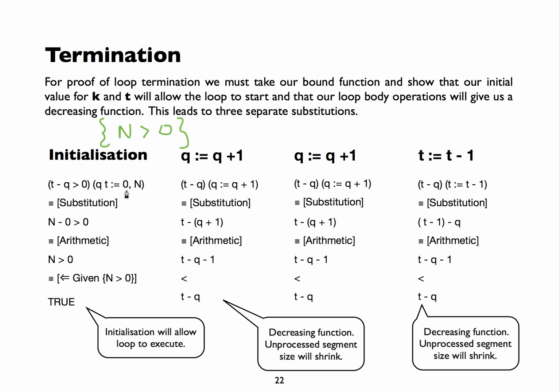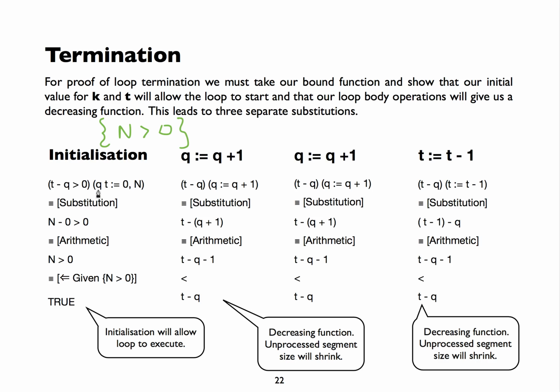You might wonder, well, what about k? Well, k isn't part of the bound function. It's only t and q. So we only have to concern ourselves with the variables that are part of the bound function. K actually has no control over the loop. K is an index value that we use to segment the zeros. From 0 to k will be the 0 segment, but it doesn't control the loop and it's not part of the bound function. So for termination, k is kind of irrelevant.